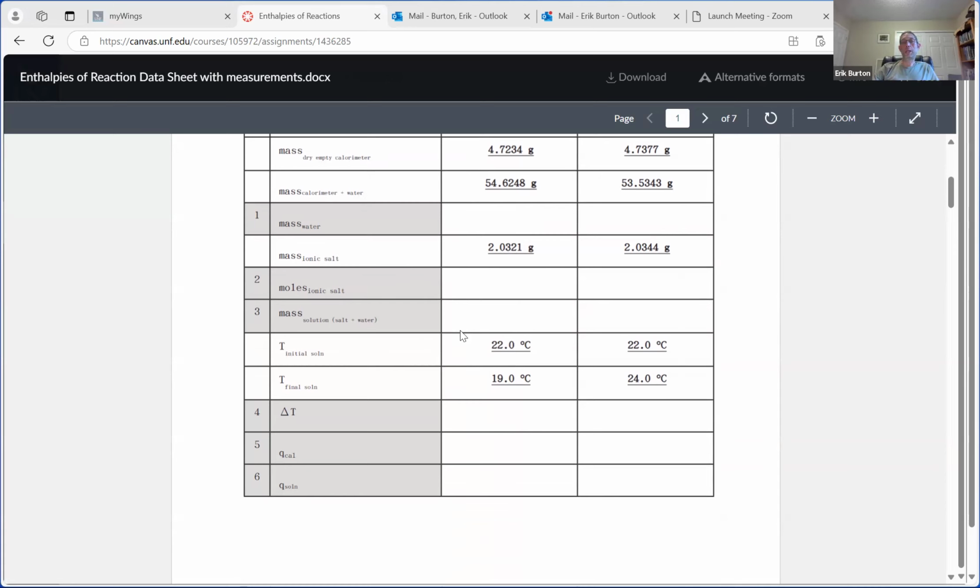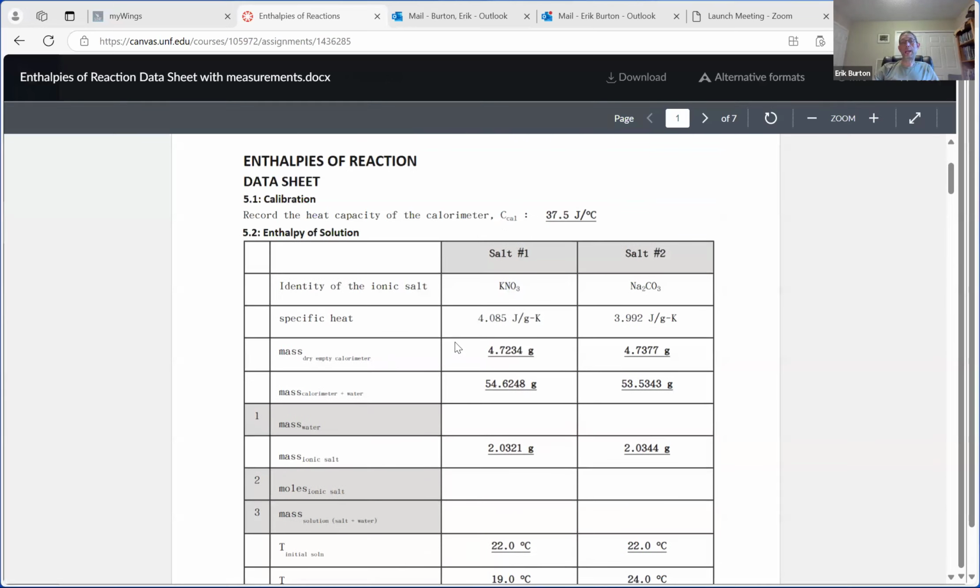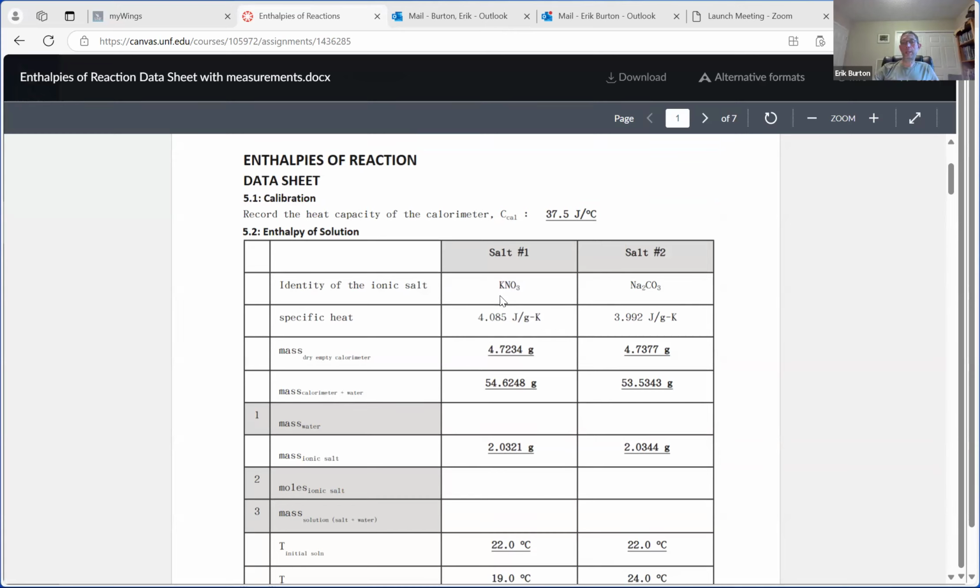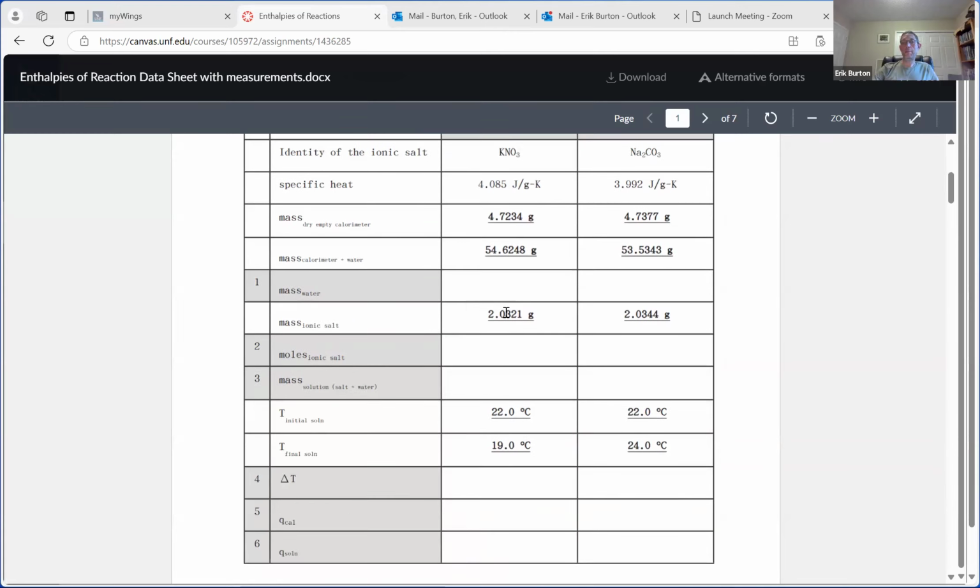What are the moles of the salt? Well, you're going to have to look up the molar mass for potassium nitrate. And then just divide the mass by the molar mass and get the moles. What is the mass of the solution, the salt plus the water? Well, you just add together the mass of the salt and the mass of the water.